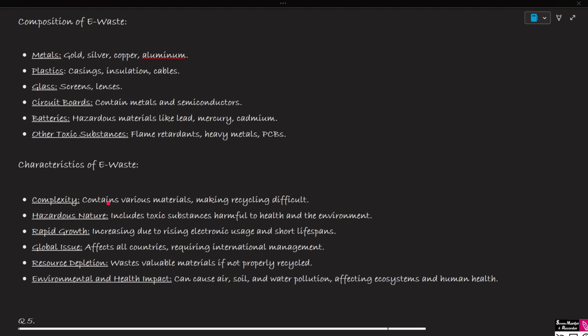Complexity: contains various materials, making recycling difficult. Hazardous nature: includes toxic substances harmful to health and the environment. Rapid growth: increasing due to the rise in electronics usage and short lifespan. Global issue: affects all countries, requiring international management. Resource depletion: wastes valuable materials if not properly recycled. Environmental and health impact: can cause air, soil, and water pollution, affecting the ecosystem and humans.